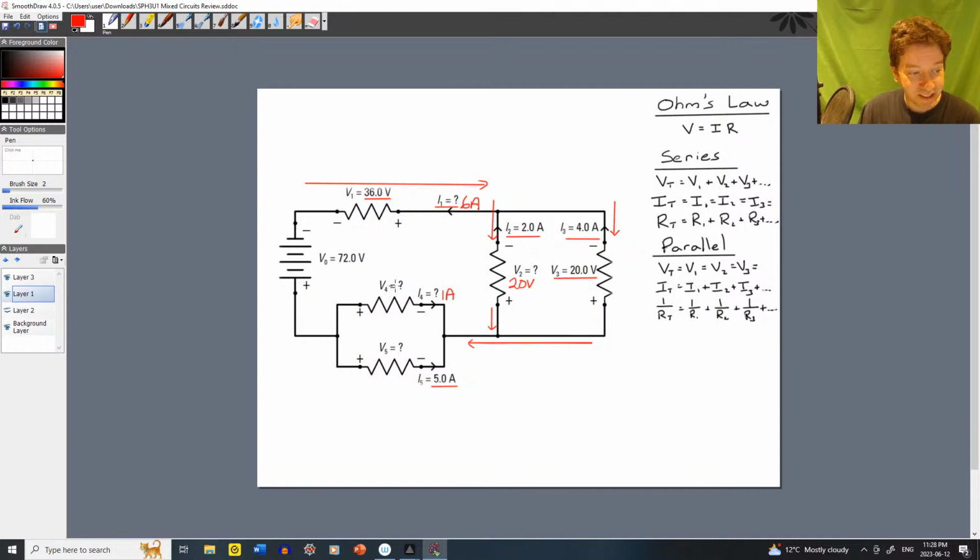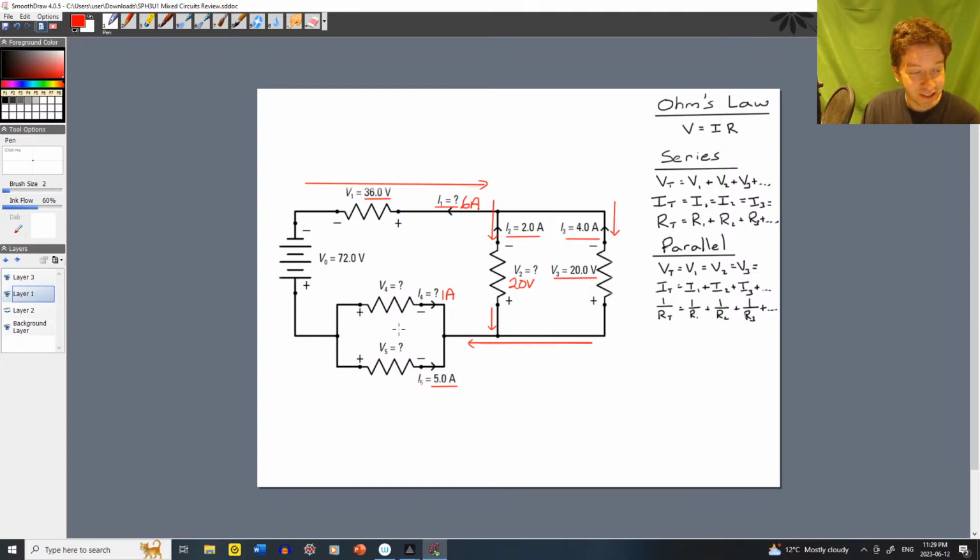Now both of these voltages we don't know, but we do know that they're the same because voltages are the same in a parallel circuit. Now the total voltage was 72 volts. So let's follow this. If we have an electron moving here, over here it loses 36 volts. And then it chooses one of these paths. Whichever path it chooses, it's going to lose 20 volts. So now we've lost a total of 56 volts.